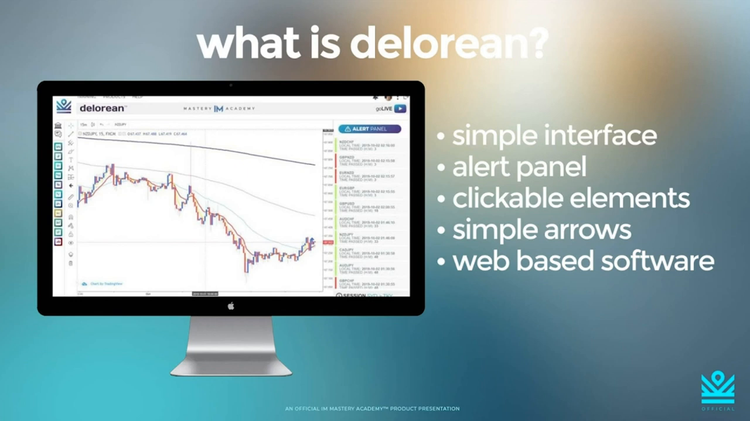Obviously, you can see that it, first of all, comes with a custom chart. This chart comes preset. You do not have to put in any of those lines. None of the indicators have to be loaded. It is all preset for you. It's a very simple interface.